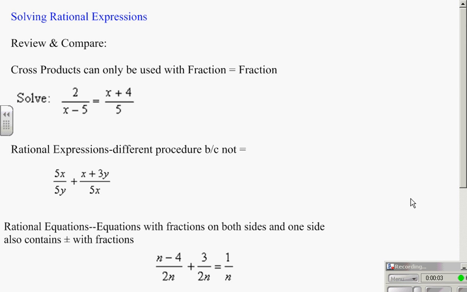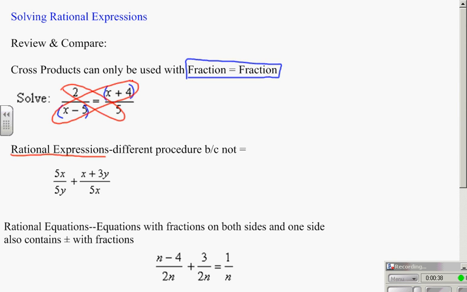Okay, solving rational equations builds on all of the key pieces from last unit. So we need to review and compare a couple of areas where you can make mistakes and where I need you to draw on past knowledge. We have solved problems with cross products where we've had fractions and things in the denominators. But cross products can only be used if you have fraction equal fraction. So in this case, we have a singular fraction equal to another fraction, and we could go ahead and use cross products to solve that.